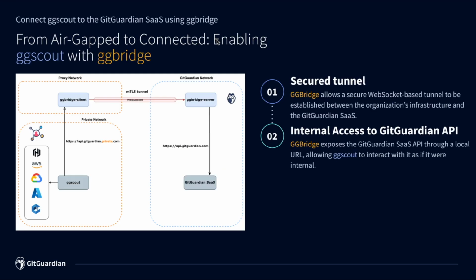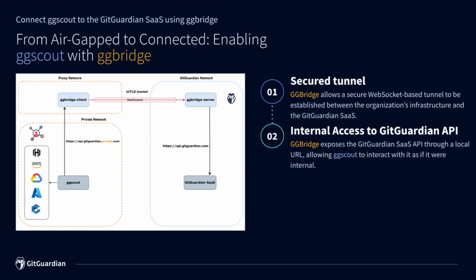To solve this problem, we will use ggbridge. ggbridge creates a secure communication channel between ggscout and the GitGuardian platform without opening the internal network to the outside. ggbridge is deployed in a network zone called proxy network on the diagram, which is exposed to the internet and that ggscout can access, and it opens a WebSocket tunnel to the GitGuardian platform. This tunnel is secure and authenticated, and it is started from inside the infrastructure, so no inbound traffic is needed.